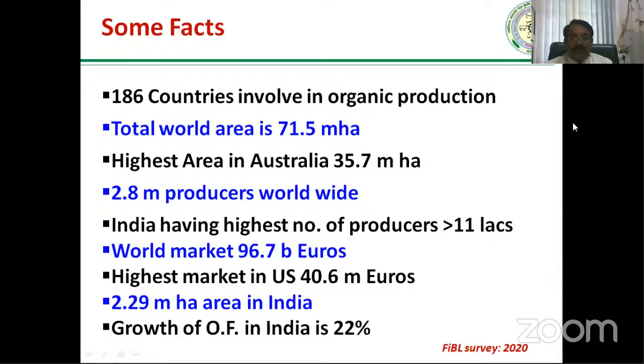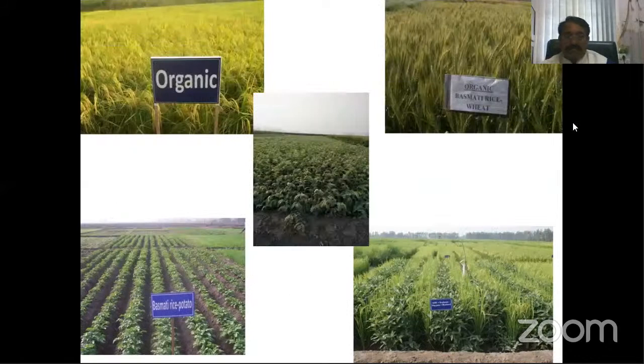In India, the total area is 2.29 million hectares. Almost all the crops are being grown in India as organic crops, and organic production is going on. The growth of organic farming in India is 22%. If we see the growth of agriculture, it's in the range of 2 to 3%, but the organic farming growth is very high.